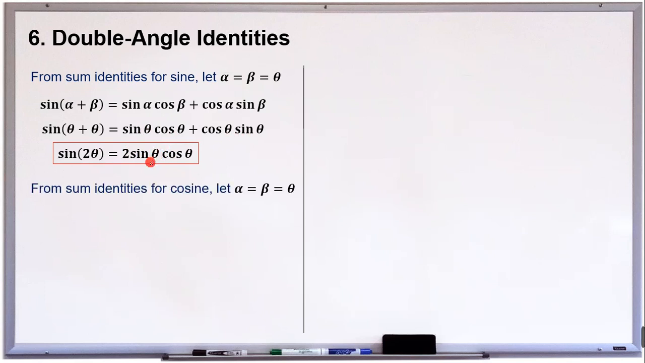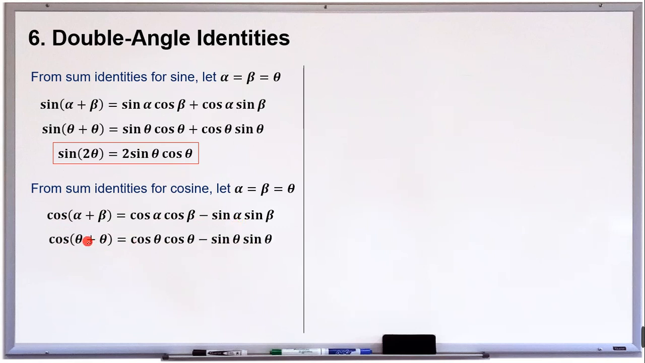Next, we will proceed to the sum identity for cosine. Wherein, the same as with the sine, we will let alpha and beta be equal to each other, and we will assign an angle for this, and that is equal to theta. So from the equation for cosine of alpha plus beta, we have cosine alpha cosine beta minus sine alpha sine beta. Substituting alpha and beta equal to theta, we have cosine of theta plus theta equal to this expression right here. As you can see, we have cosine theta times cosine theta, so it will become cosine squared theta. And the same goes with the second term, it will become sine squared theta.